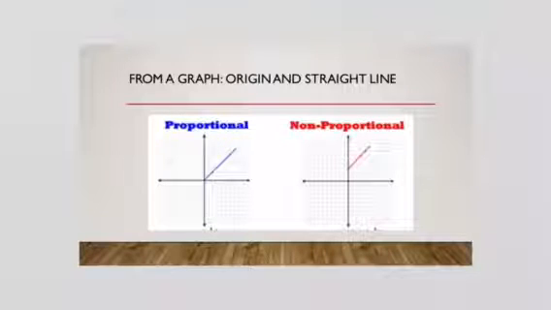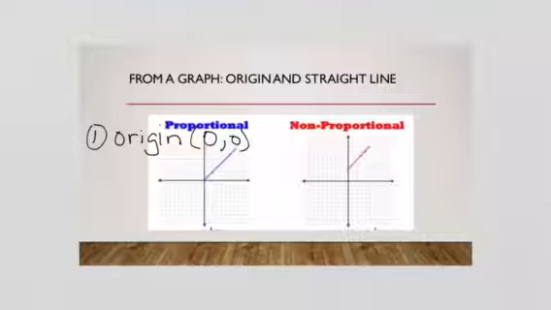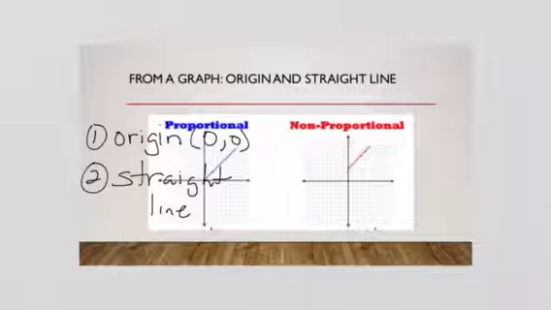Now the next thing you do is look at a graph. On the left, we have a proportional relationship. On the right, we have a non-proportional relationship. So what's the difference between the two graphs? Well, for a proportional relationship, there are two requirements. One, it has to go through the origin. And in case you don't know that, that's 0, 0. Two, it has to be a straight line.